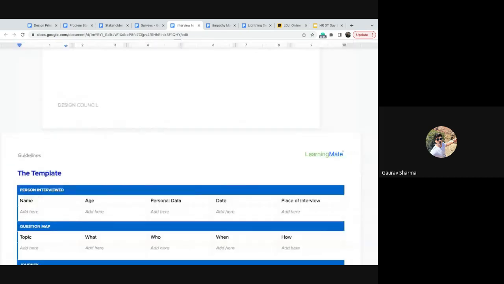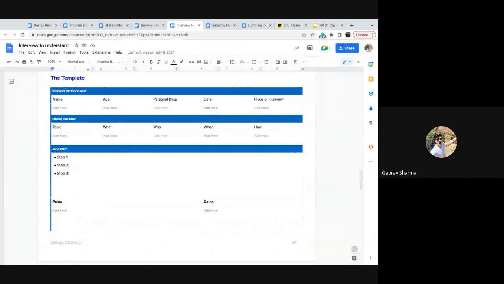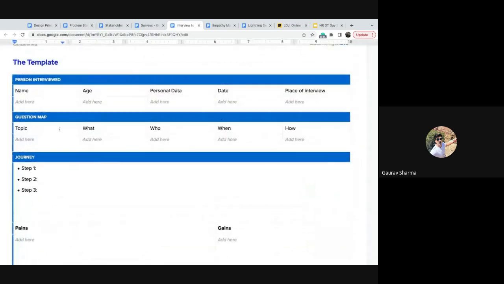Now let's look at the template. The template here is where you are recording the name, age, personal data, date, place of interview. I mean, things that are applicable here. This is just a template. You don't have to do everything that's mentioned here, but there are key steps here, right? Question map. What are the topics? And these are the topics that I talked about that we should populate before we get into an interview.